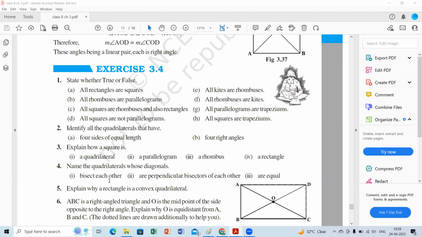That's why we use the Pythagoras property for a rhombus also. Perpendicular means 90 degrees, 90 degrees means a right angle triangle, and a right angle triangle means Pythagoras property. There is a connectivity, children. Now, diagonals are equal in one particular shape we discussed: square and rectangle. Explain why a rectangle is a convex quadrilateral.